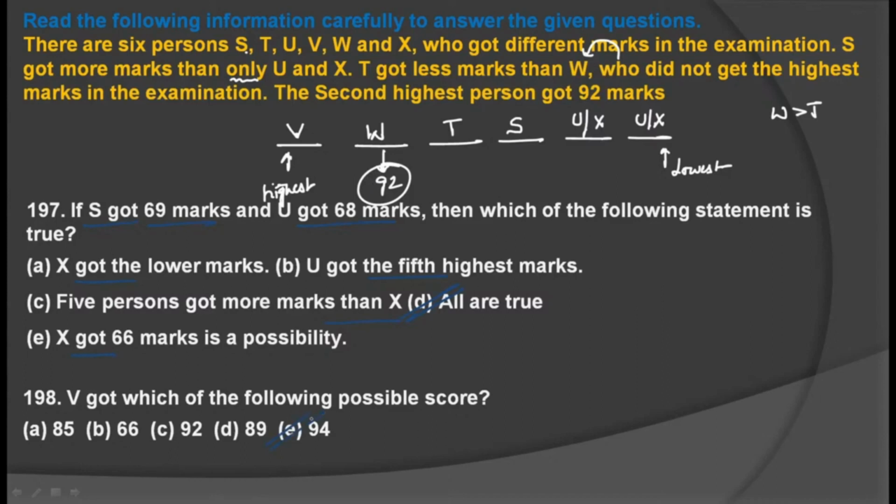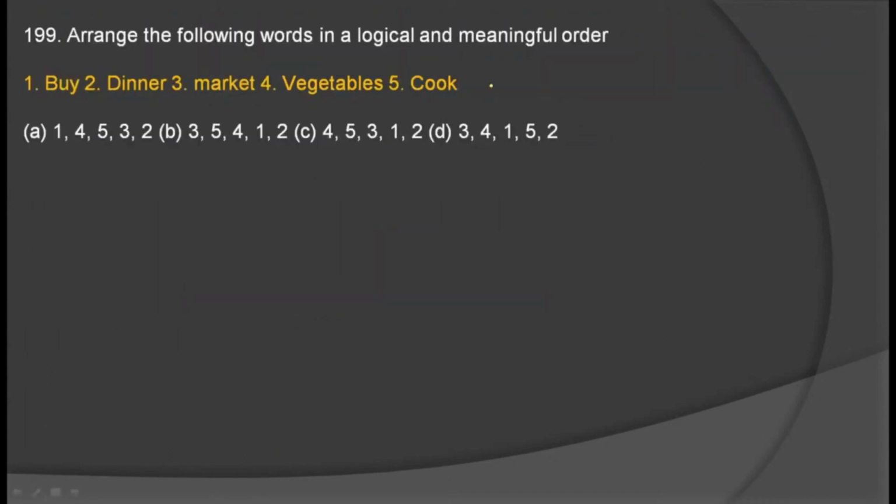Arrange the following words in a logical and meaningful order. The words are buy, dinner, market, vegetable. Now, guys, the most important thing: finally, we are doing cooking. That is the last one. Sorry, after cook there is the word dinner. So definitely 2 is the last word. Yeah, every option has a 2 at the end.